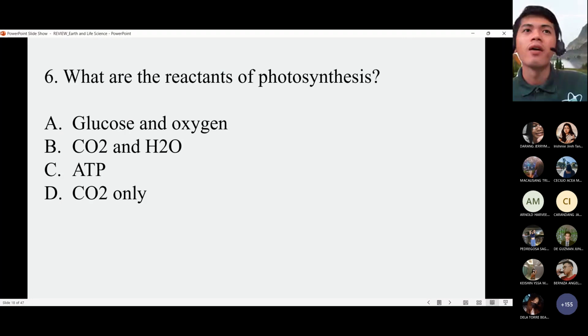Now, for the sixth question, what are the reactants of photosynthesis? Is it glucose and oxygen, carbon dioxide and water, ATP, or carbon dioxide only? Is it A, B, C, D?